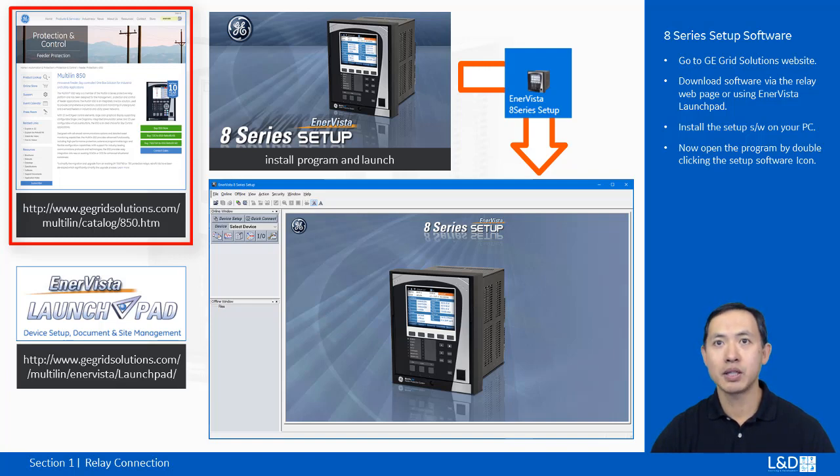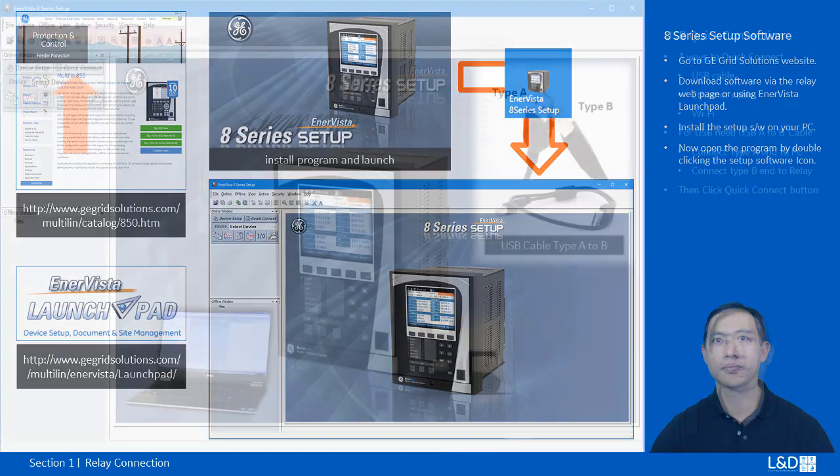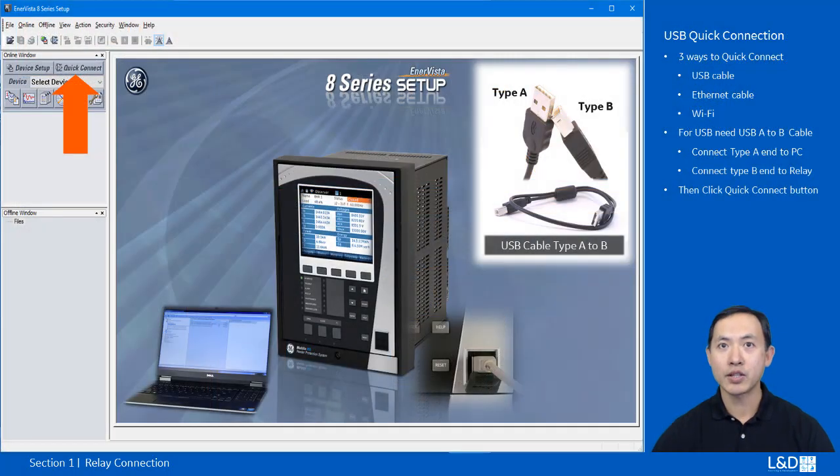Now you have the software installed on your machine. Double-click on the icon to open the program, and now we can start to work through the various ways of connecting to the relay. The quick connection function can be done using either a USB cable, an Ethernet cable, or through a Wi-Fi connection. For first-time connections, USB is the quickest.